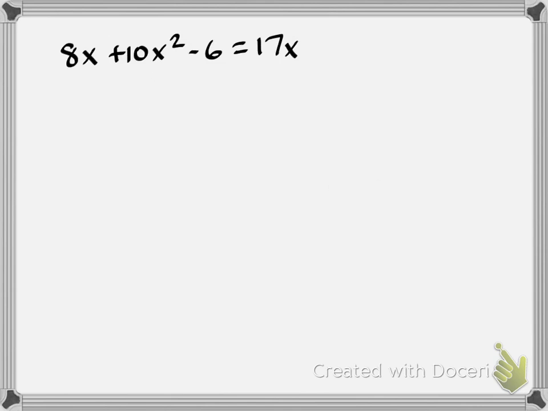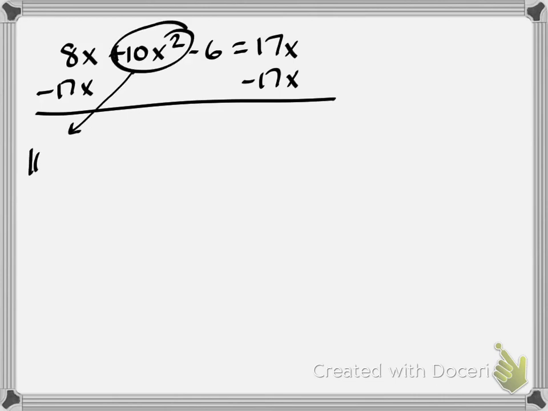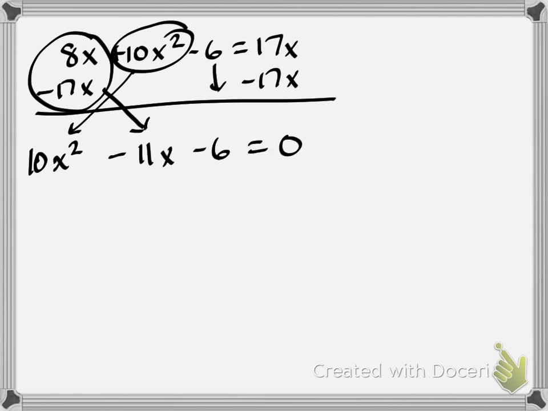Let's look at another one. Okay, we have another thing that's out of order and not equal to 0. So let's minus the 17x over to here, and then we're going to rearrange it. So I want this to come first, 10x squared. I want this, after I subtract it, to be second, because it's the x term. 8 minus 17 is negative 11. And I want that negative 6 to be last. Now I have exactly what I need. A equals 10, B equals negative 11, and C equals negative 6.